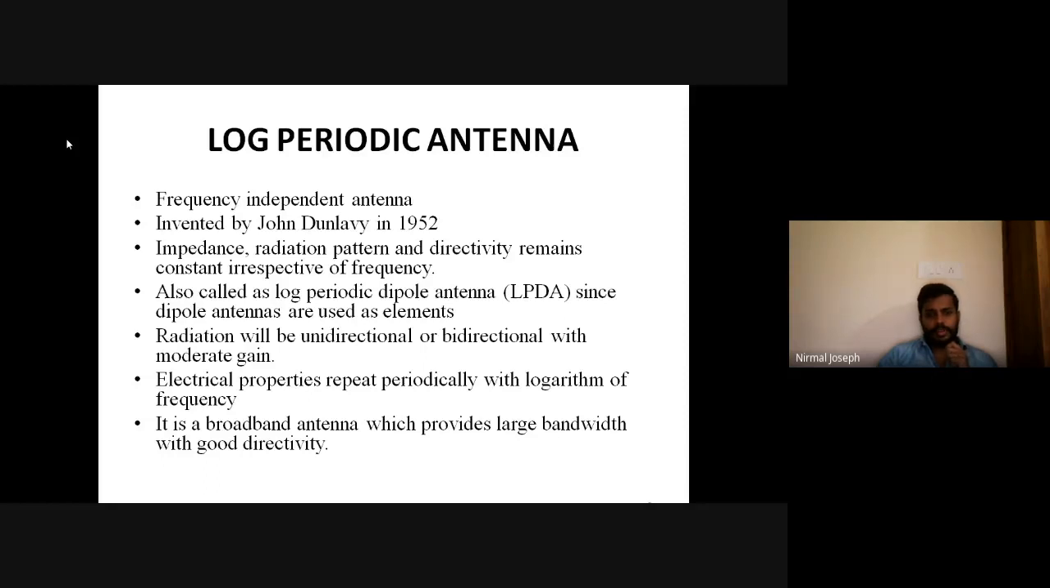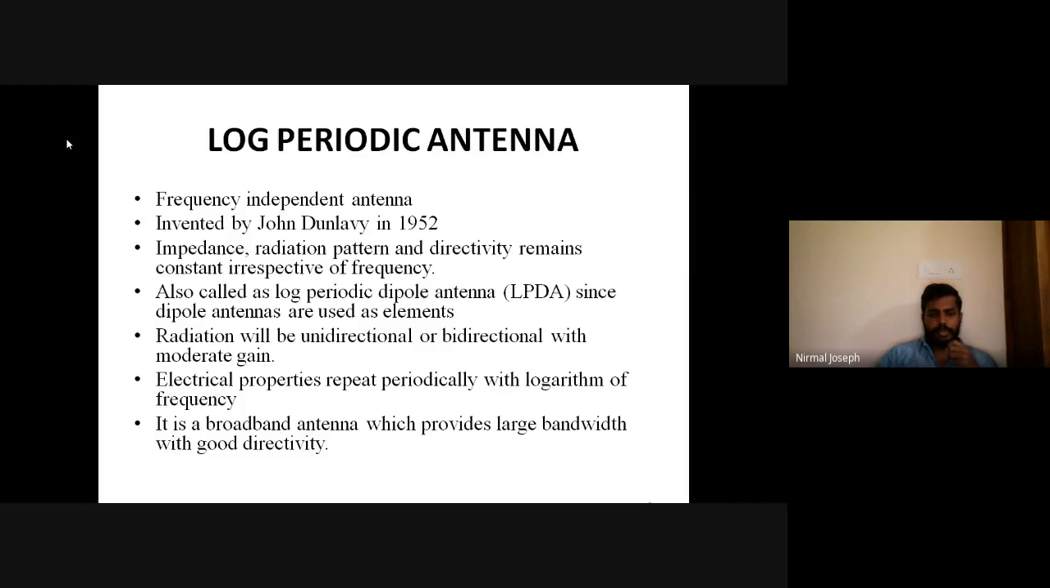It is also called a log periodic dipole antenna since dipole antennas are used as elements. In this, the individual elements will be dipole antennas. What is a dipole antenna? Dipole means there will be two poles. This is the basic or simplest form of antenna, which consists of two poles. It means two legs for the antenna, one upper and one lower. That's the basic thing. We have derived it in the second and third modules. That basic dipole antenna will be the element.